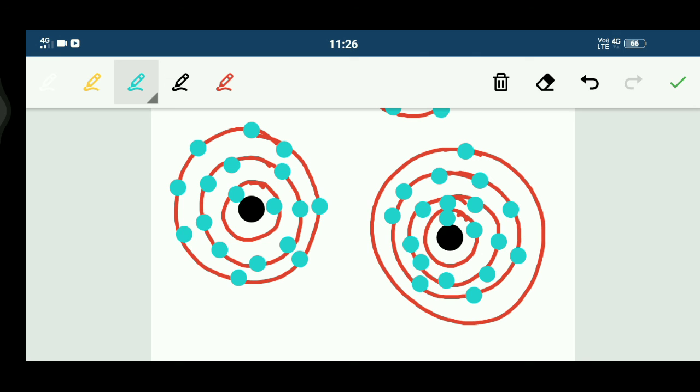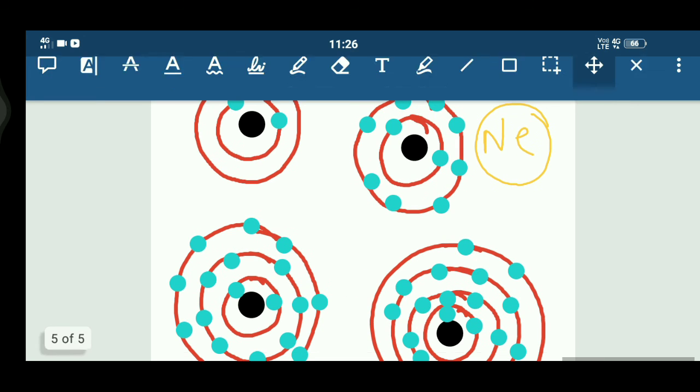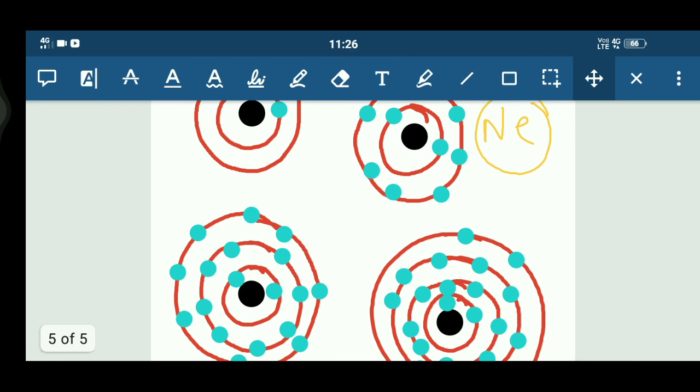And similarly, what about calcium? It becomes 2. Fine, children, I hope this topic is clear to each one of you. Please practice it in your notebooks, everybody. Fine. Thank you, everyone.